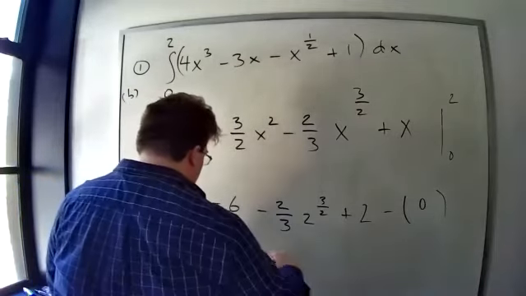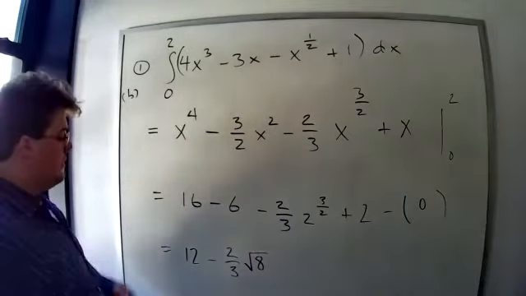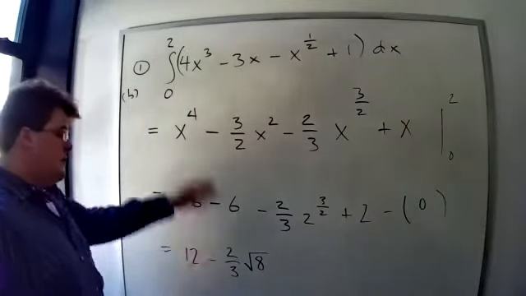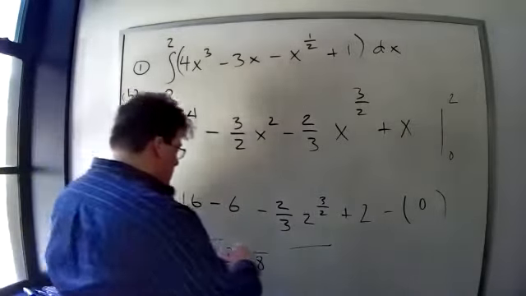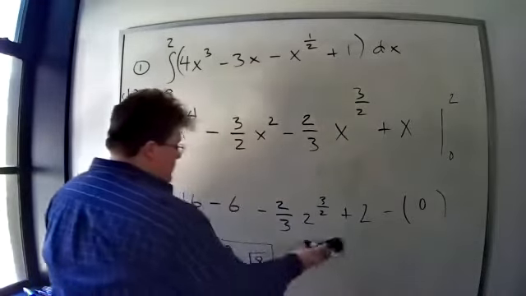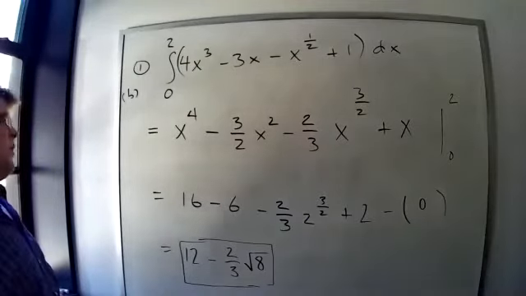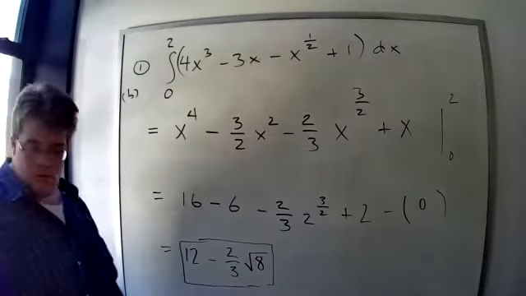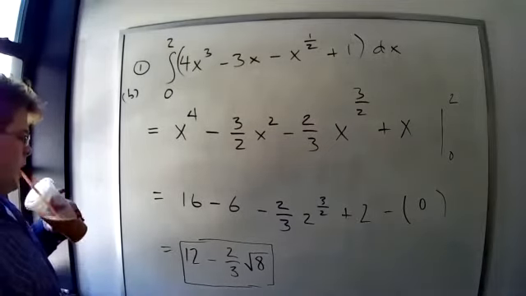So yeah, I guess I'll write this 12 minus 2/3 square root of 8. Or you can make it 12 minus 4 root 2 over 3, or you can even leave it like that, whichever you want. I've never deducted anything for writing a square root in a certain way. Any questions about that one?